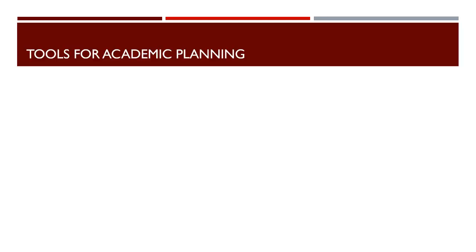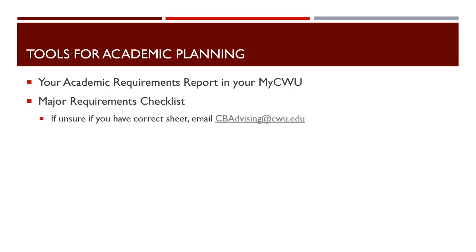There are several tools needed for academic planning. These include your academic requirements report in CWU. Go ahead and sign into your account now. To find this report and learn how it functions, please follow along with the walkthrough guide on the Academic Planning Tools site.